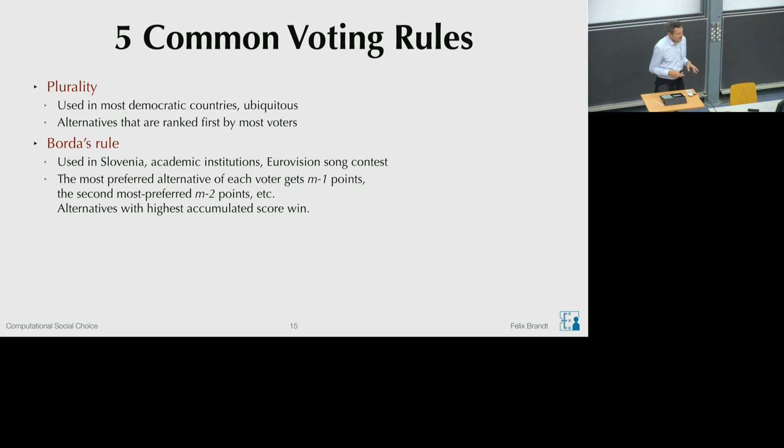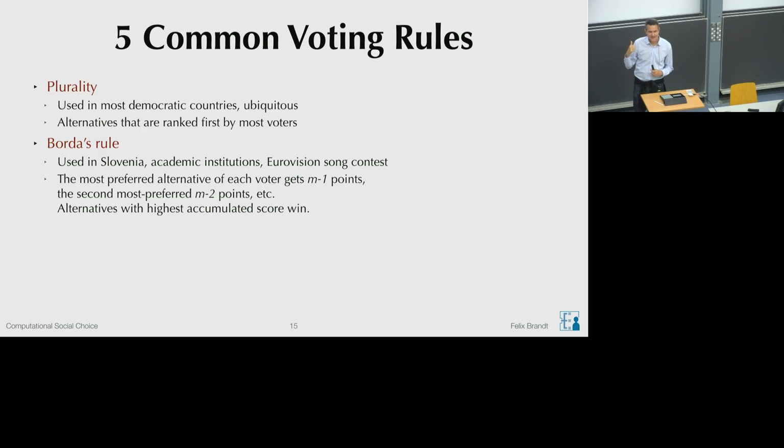Once we take into account the rankings of the alternatives, and all of these rules are doing this except plurality, one of the first things that come to mind is probably something like Borda's rule. In Borda's rule, we assign points to the different alternatives based on the position in our individual ranking. So if we have m alternatives, then we could give m minus 1 points to the first alternative, m minus 2 points to the second alternative, m minus 3 points to the third alternative, and so on. If there are 3 alternatives, for instance, 2 points for the first choice, 1 point for the second choice, 0 points for the last choice.